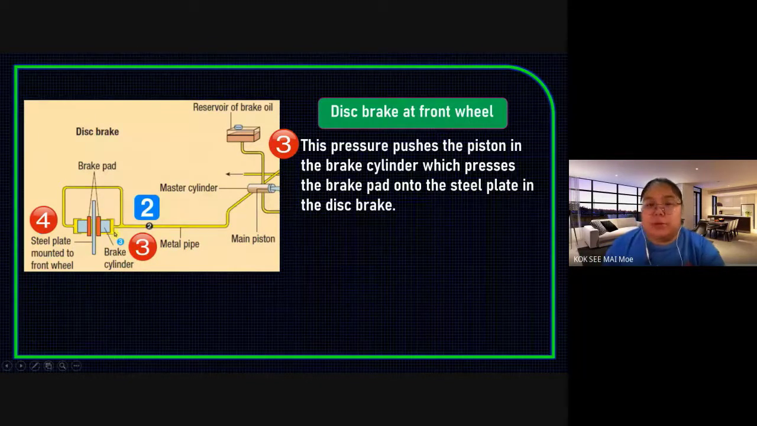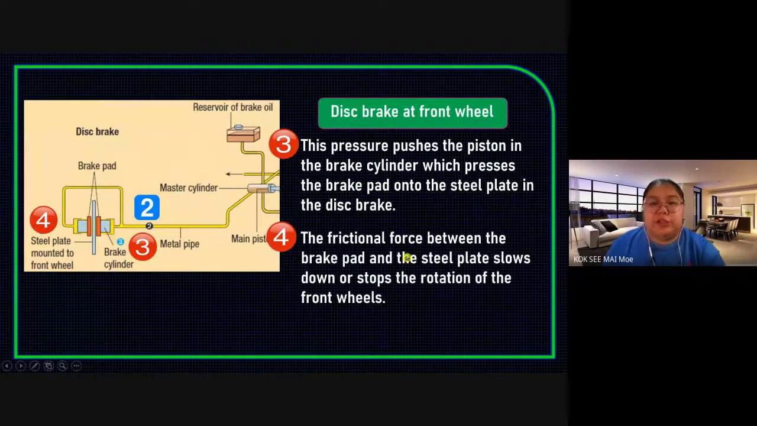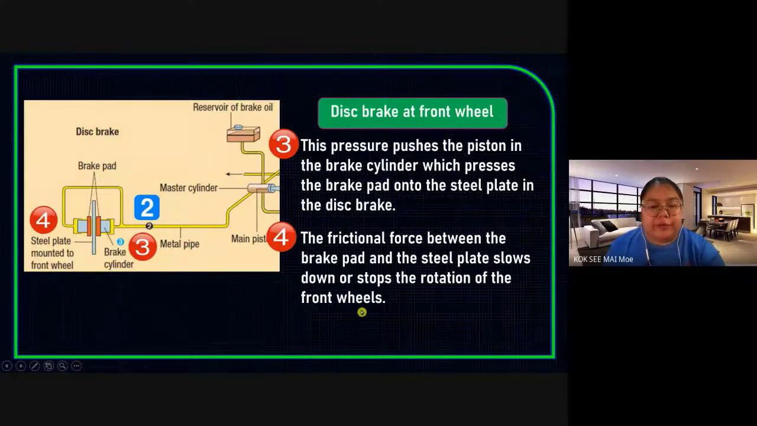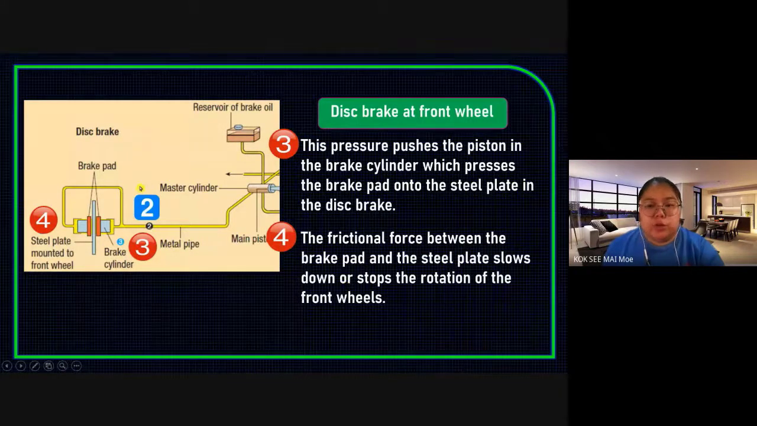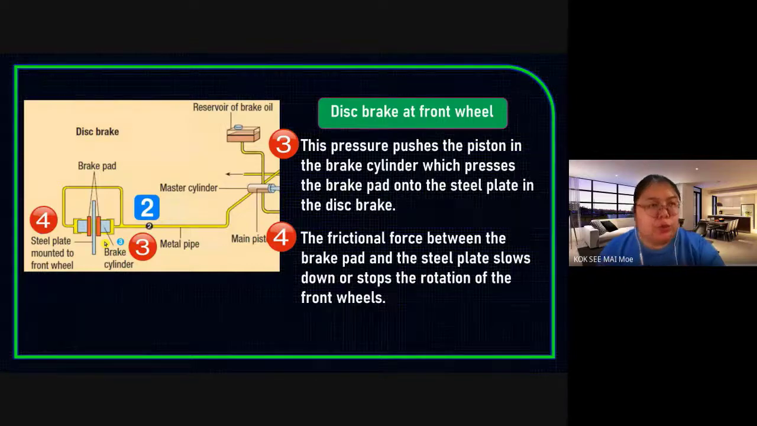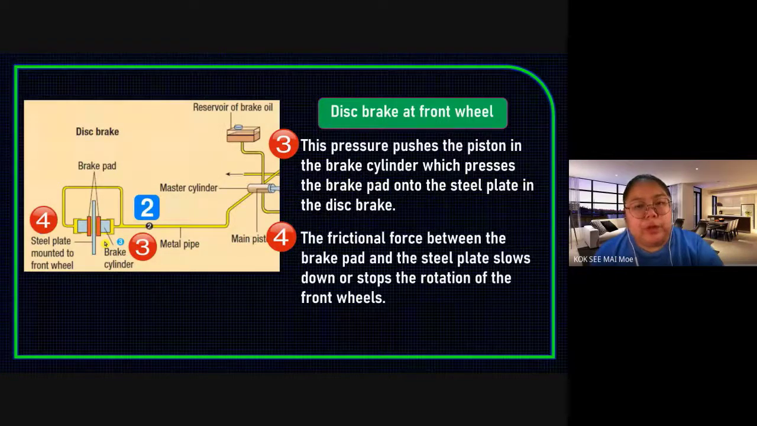Okay, how about the back one? This one's number 4. The friction force between the brake pad and the steel plate will slow down or stop the rotation of the front wheel. So it takes the brake pad and also the steel plate. This one makes the car wheel slow down. For the back also is the same.